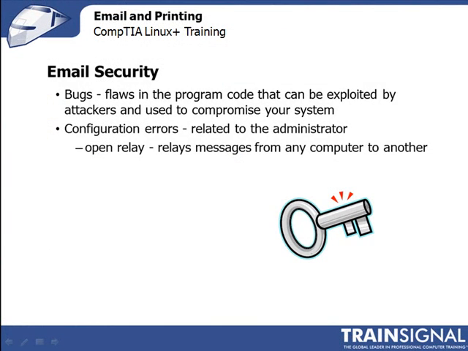There are two primary threats to email security: bugs and configuration errors. Now bugs are just what they sound like. They're flaws in the program code that can be exploited by attackers and used to compromise your system. But the other problem relates to the administrator. And a common one is to configure email as an open relay. And what this does is allow your system to relay email messages from any computer to another. Now spammers used to use this method as a means to send their emails while masking their identities, but most have moved on to far more sophisticated methods.